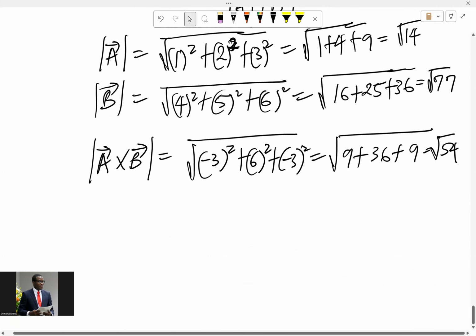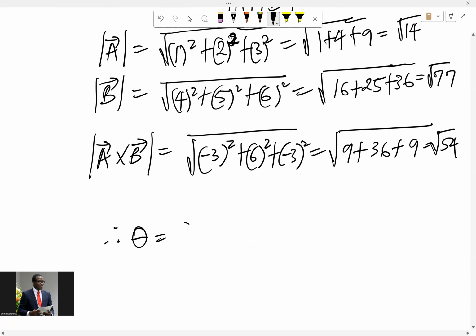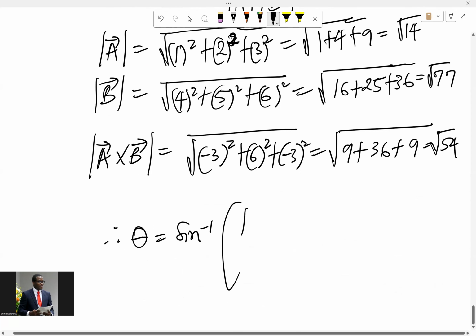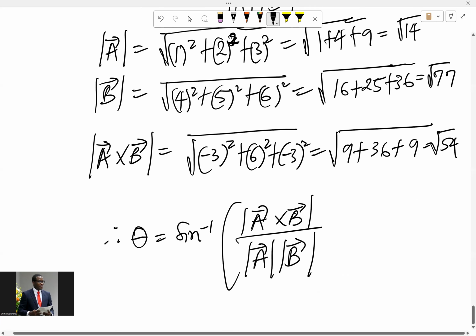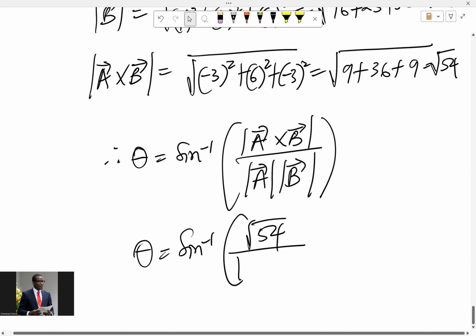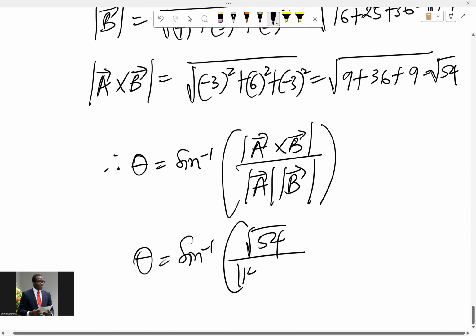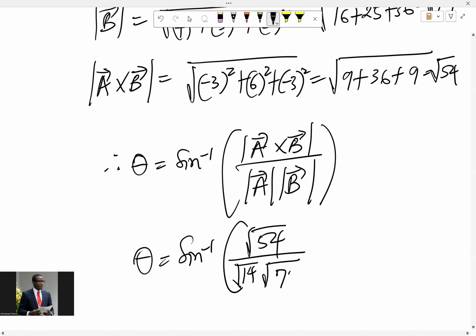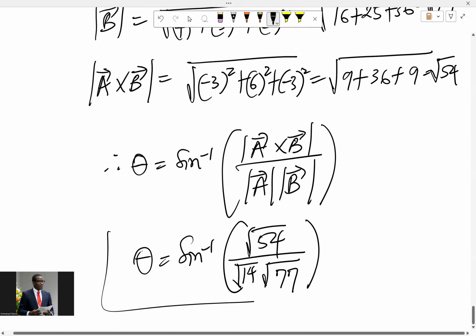So we can just simply say, therefore, theta equals arcsine of the magnitude of A cross B, which is root 54, all over the magnitude of A, which is square root of 14, and then the magnitude of B, which is square root of 77. So if you punch your calculator for this, you can actually get the result.